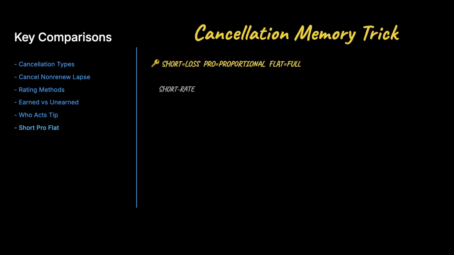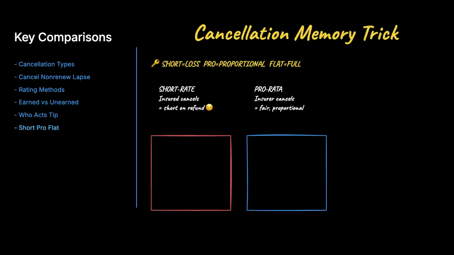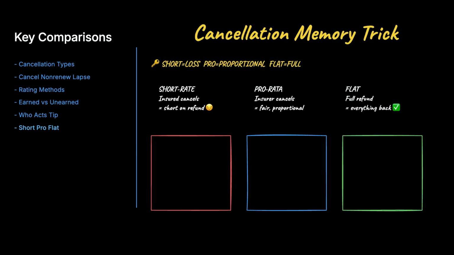A quick trick ties the cancellation types together. Short rate has the word short in it, and the insured comes up short on their refund for cancelling early. Pro rata is proportional and fair, the insurer being fair when it cancels. Flat is flat out, everything back. Short for loss, pro for proportional, flat for full.